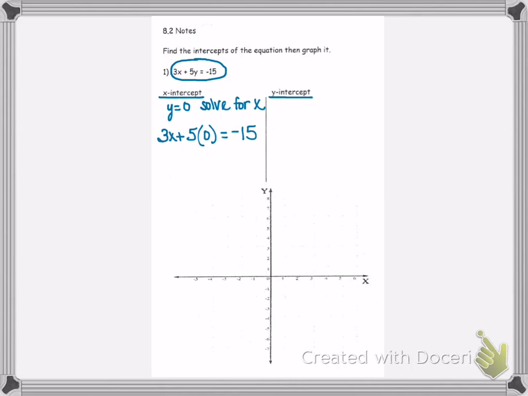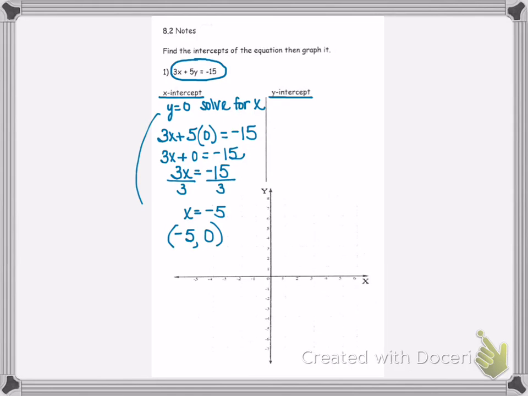So go ahead and do that. I plugged in y is 0, which means essentially anything that's being added to this 3x disappears. So we got 3x plus 0, which I took away in the next line. Dividing by the coefficient in front of x, we find that x is negative 5. This represents an ordered pair: negative 5 for x and 0, which is what we plugged in for y.